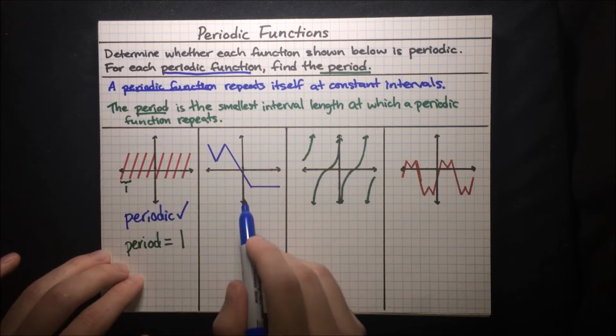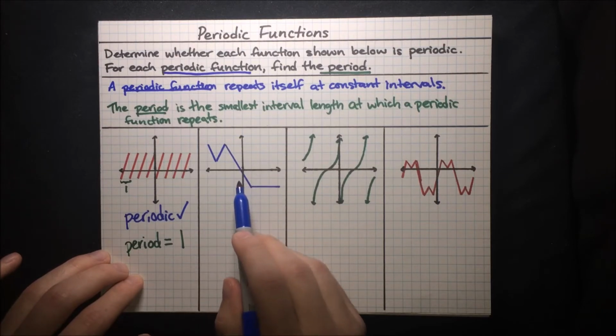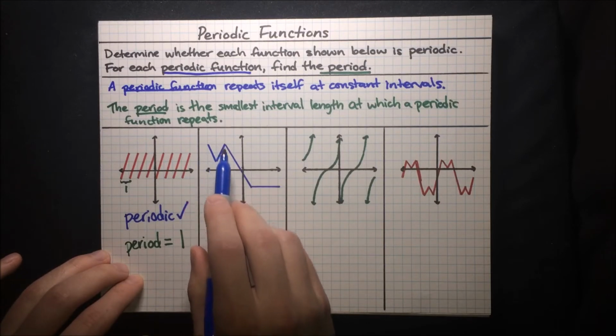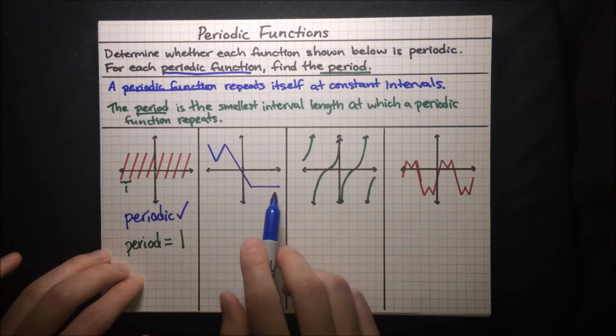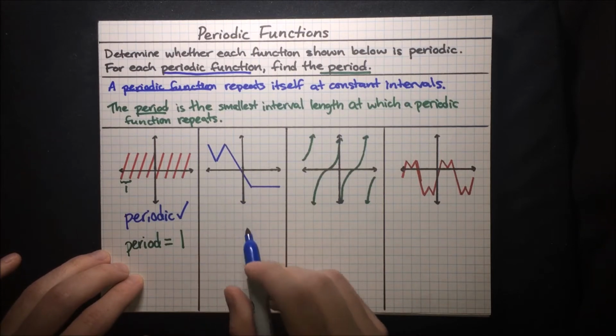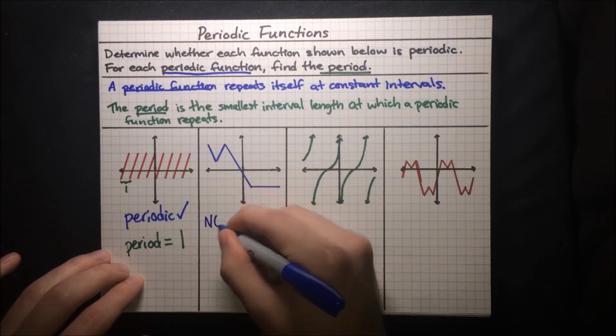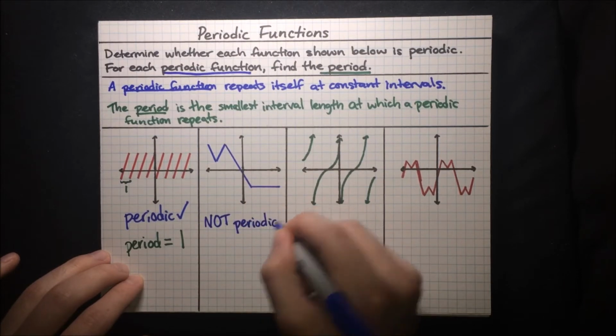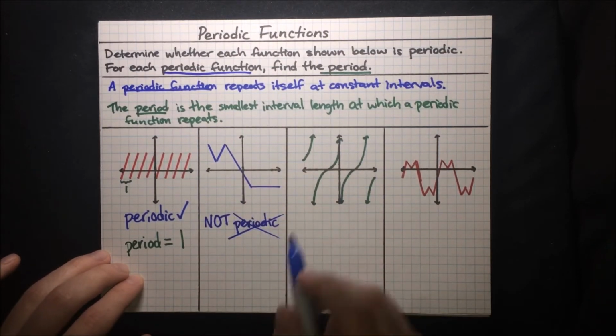Okay, on to the next function. Is this function periodic? Well, does it repeat itself at constant intervals? No, it doesn't look like it. It's going down, up, then a big down, then it's flat. So it doesn't look like much is being repeated here. So nope, not periodic.